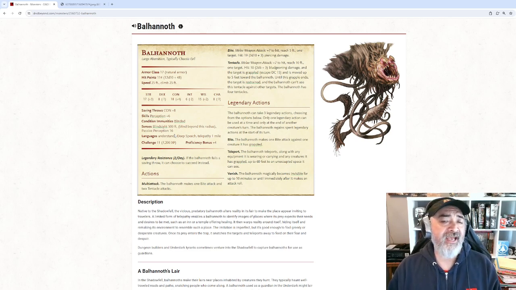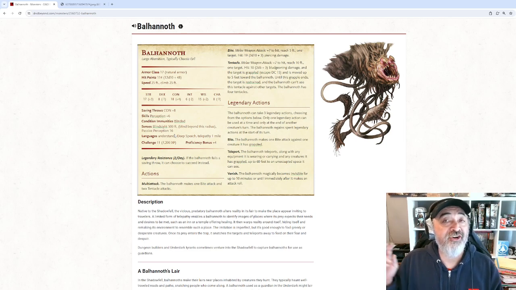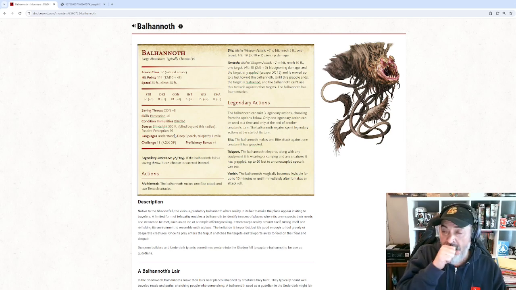Regain spent legendary actions at the start of its turn, so you get bite, teleport, vanish in any particular order at the end of one of the turns. You make one bite attack against a creature it has grappled, so it's going to be a free attack if you do get something grappled.